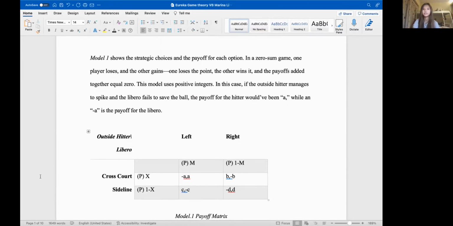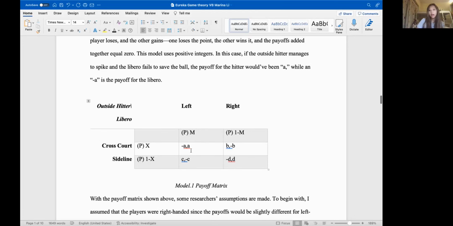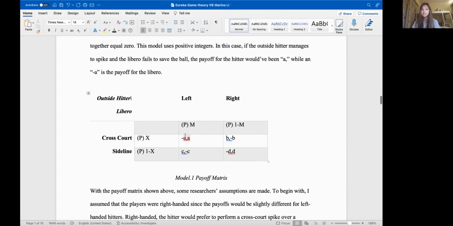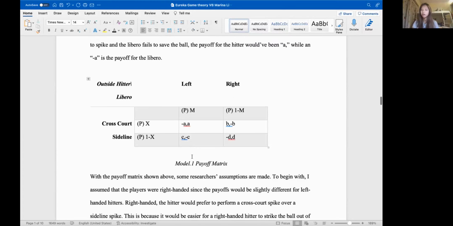So this is the table. This is my payoff matrix, and I believe that this would be a zero-sum game, because in volleyball you either win a point or you lose a point. So the payoffs added together should equal 0. And I have assumed that all the alphabets in this payoff matrix would be positive integers, because if not, it would alter the calculations a lot.